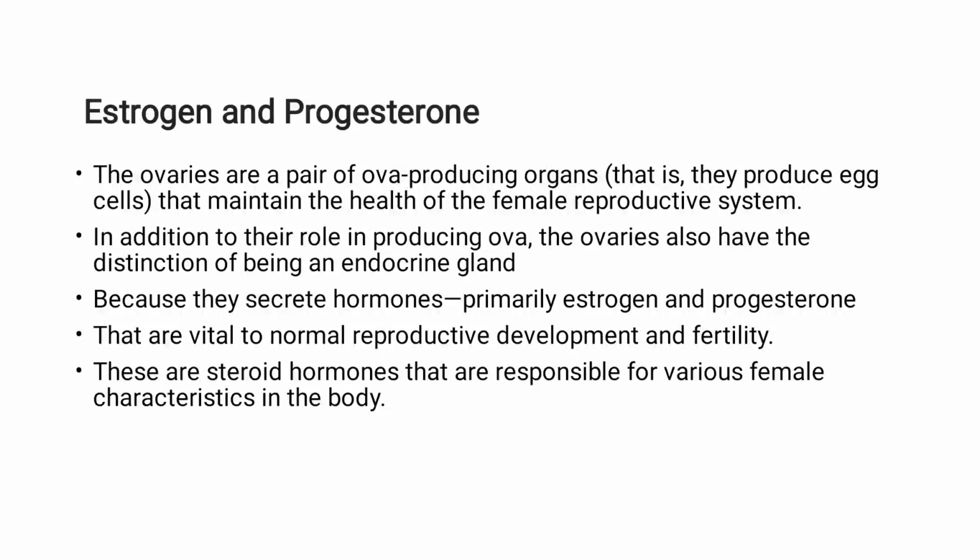The ovaries are a pair of ova producing organs. That means they produce the oocyte or egg and maintain the health of the female reproductive system. In addition to producing the ovum, the ovaries also act as an endocrine gland. The ovaries produce hormones, primarily estrogen and progesterone. These two hormones play an important role in normal reproductive development as well as fertility. Both estrogen and progesterone are steroid hormones that are responsible for the various female characters in the body. They may be primary characters or secondary characters.